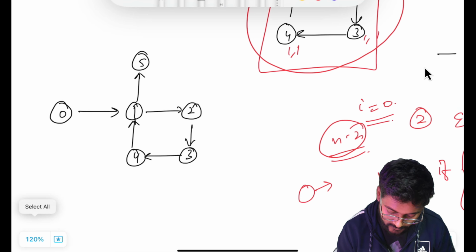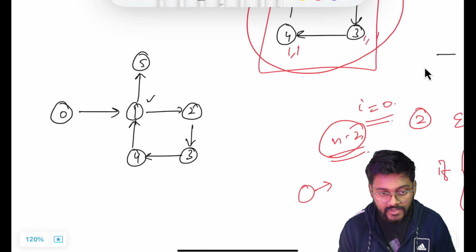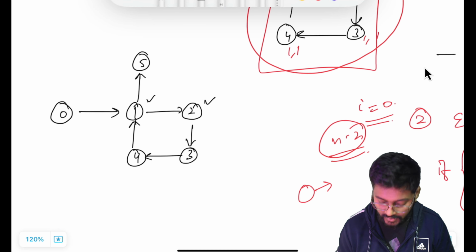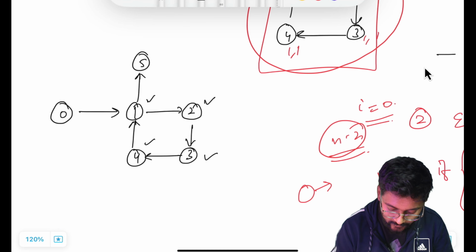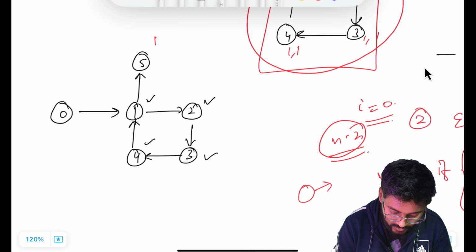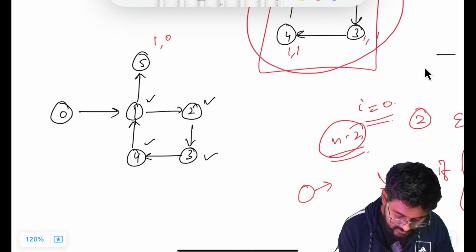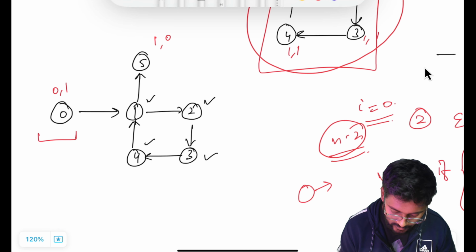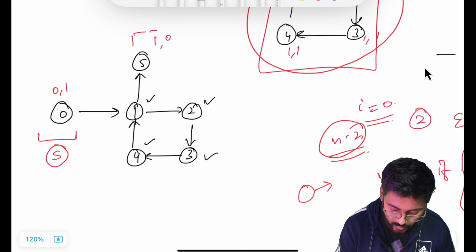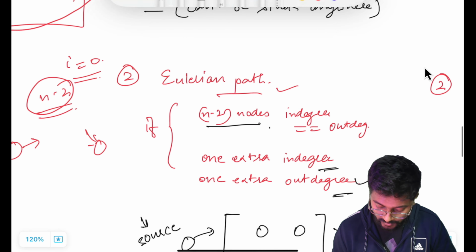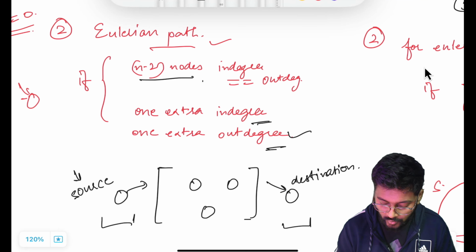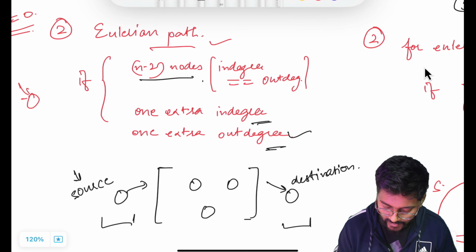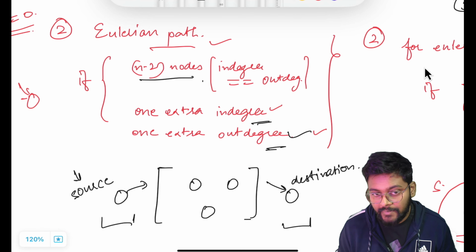If we have a closer look, 1 has the same number of in degree and out degree. 2 has the same number of in degree and out degree. Same for 3 and 4. And for 5, in degree is 1 and out degree is 0. For 0, in degree is 0 and out degree is 1. So this is the node with 1 extra out degree, and it will be treated as the source, and the node with 1 extra in degree will be treated as the ending position. So we can say if n-2 nodes have equal in degree and out degree, and one node has an extra in degree and one node has an extra out degree, in that case an Eulerian path is definitely present in that graph.